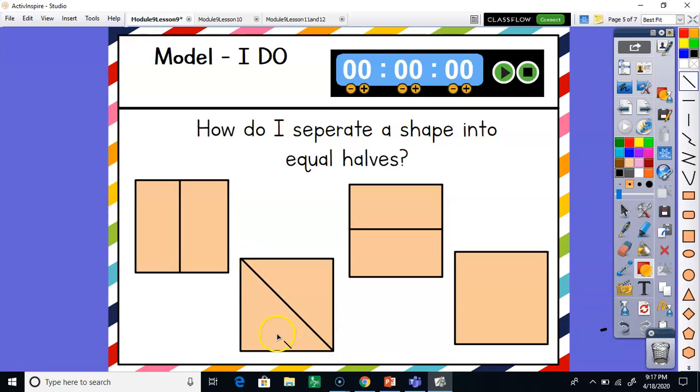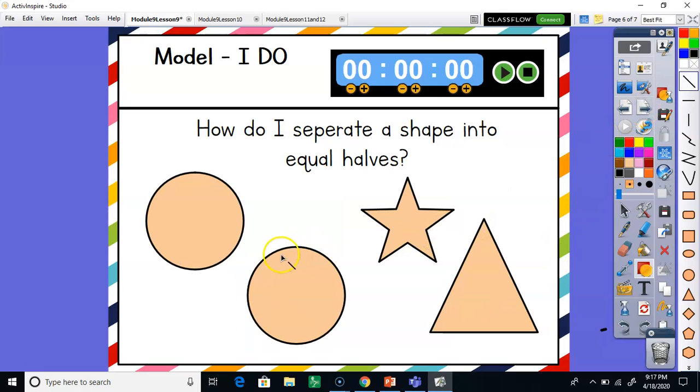That is also showing a half. Or you could go from the other corner to the other corner. And just think of a pair of scissors. If I was going to cut the shape along these new lines that I made, is this side going to be the same size as this side?